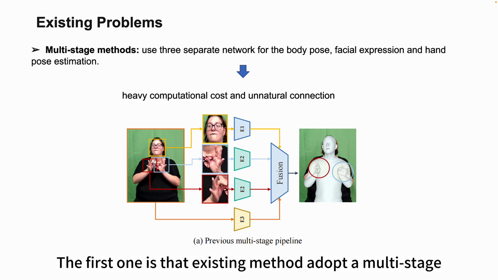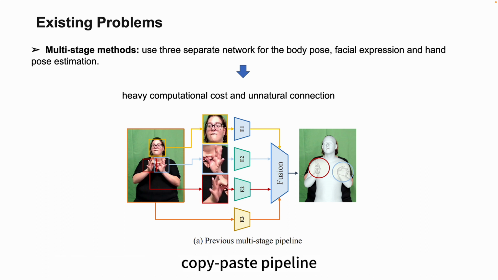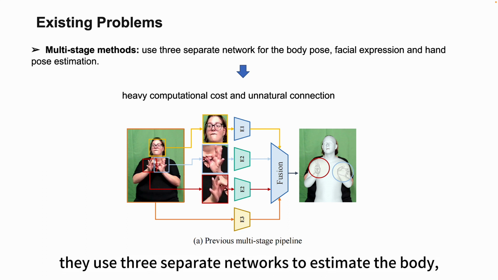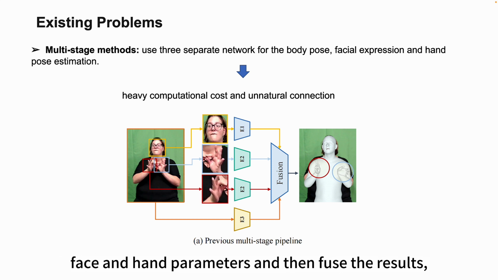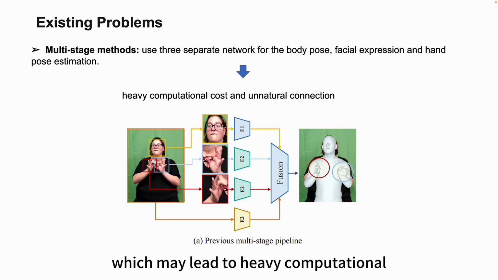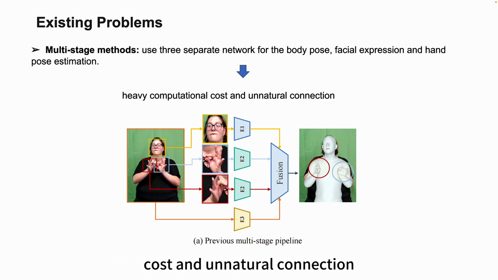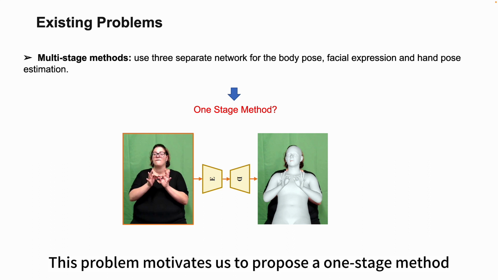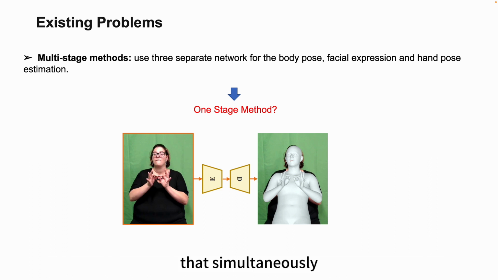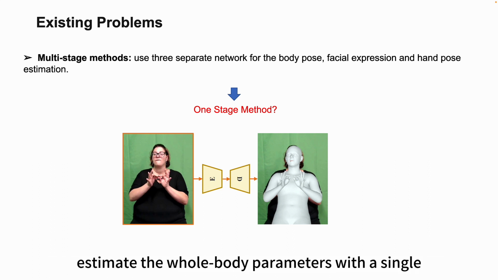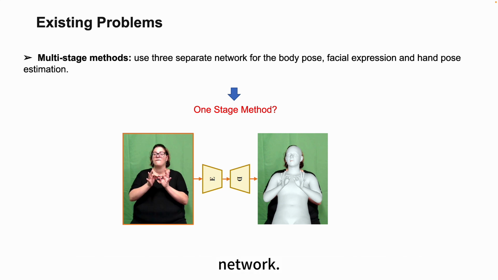The first one is that existing methods adopt a multi-stage copy-paste pipeline to reconstruct the whole-body mesh. That is, they use 3 separate networks to estimate the body, face, and hand parameters, and then fuse the results, which may lead to heavy computational cost and unnatural connection between different parts. This problem motivates us to propose a one-stage method that simultaneously estimates the whole body parameters with a single network.